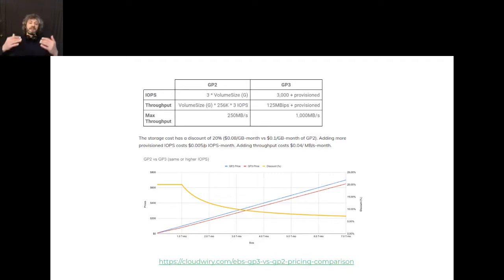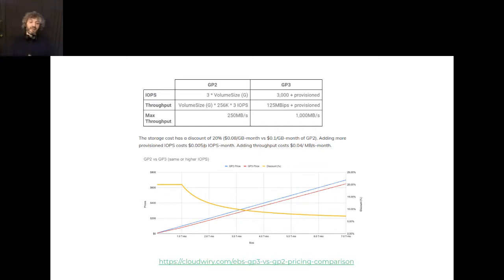But basically, you're going to save 20% on your cost and you get better baseline performance. So with a very, very few corner case exceptions, read a couple of articles, but then move as quickly as possible to GP3. You have no reason to stay on GP2.